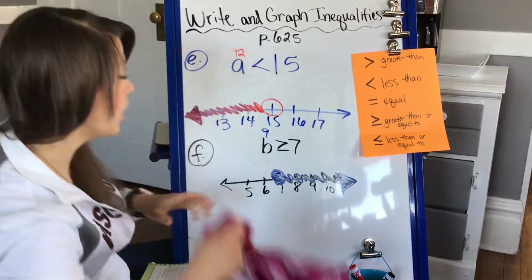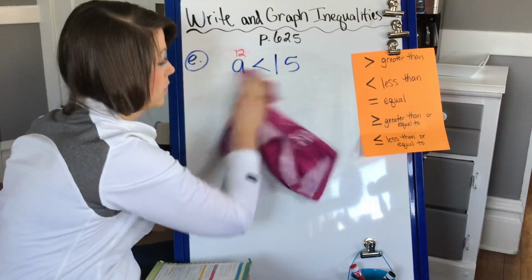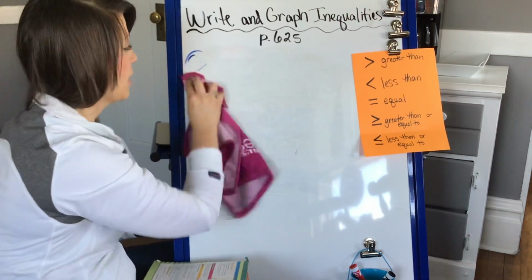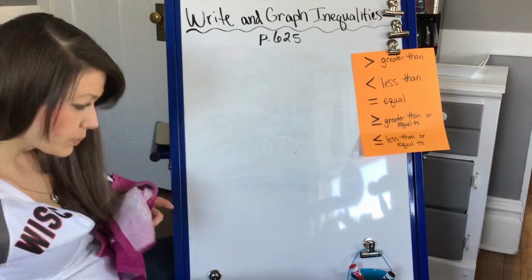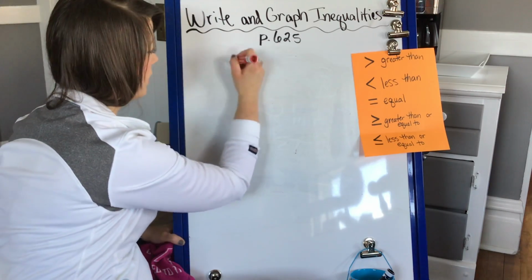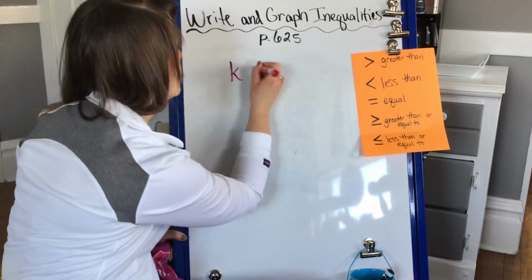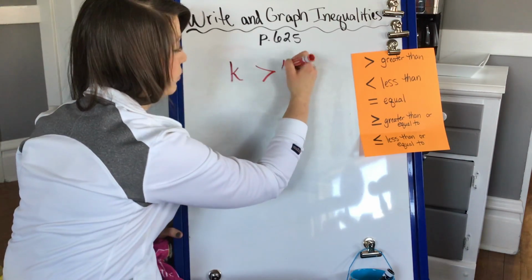Okay? I'm going to try a couple more with you just because I want to make sure you know what you're doing. I'm not going to use ones in the box. I'm just going to make them up. So here we go. The first one we'll do is, let's say, K is greater than 4. I don't want to use the same ones from the book.